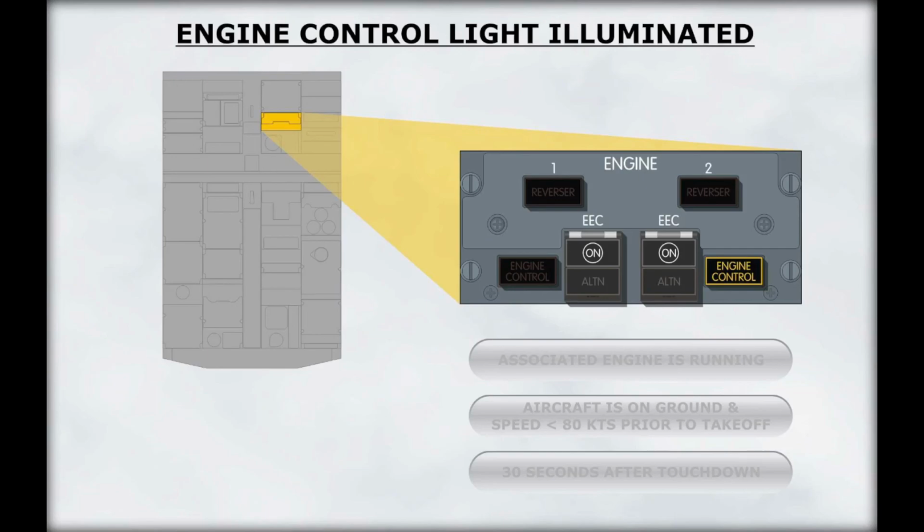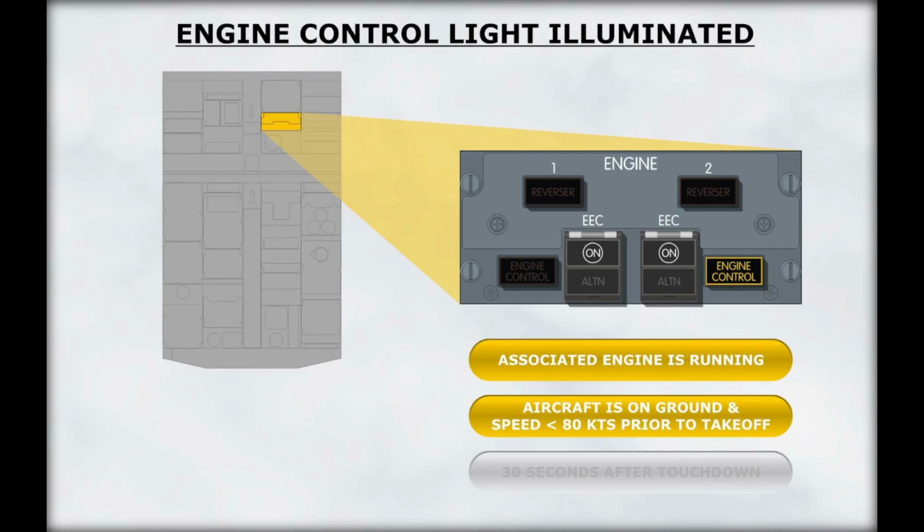The EEC panel was discussed earlier in this module. The EEC panel incorporates an engine control light for each EEC. The light illuminates amber when the associated EEC is not dispatchable due to internal faults. The light operates when the associated engine is running, the aircraft is on the ground, and the aircraft speed is below 80 knots prior to takeoff or 30 seconds after touchdown.